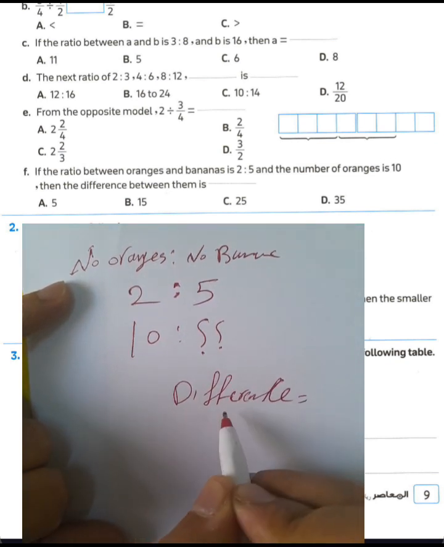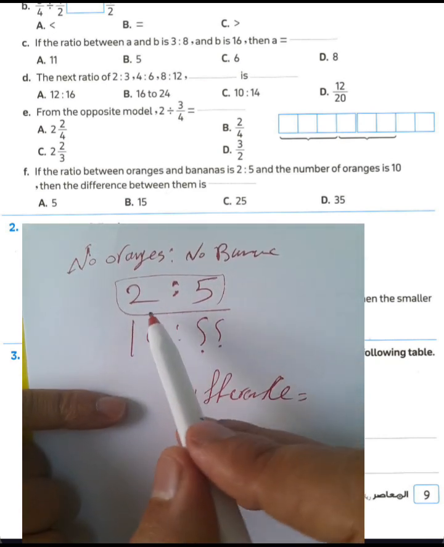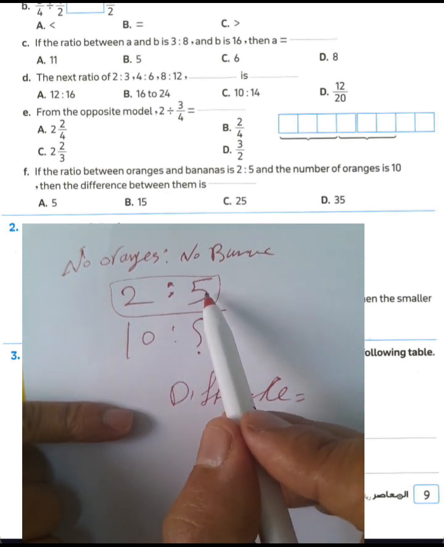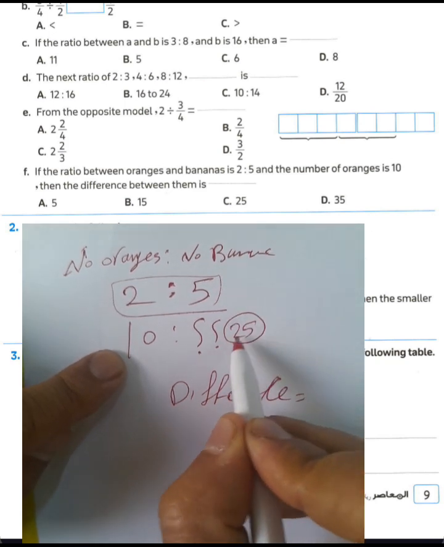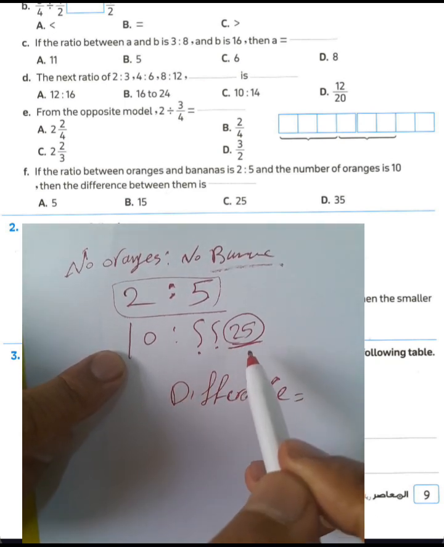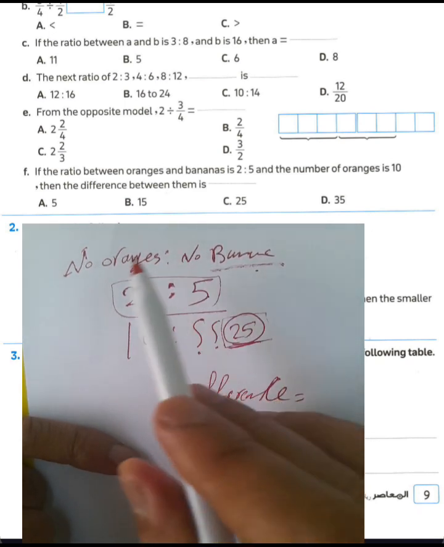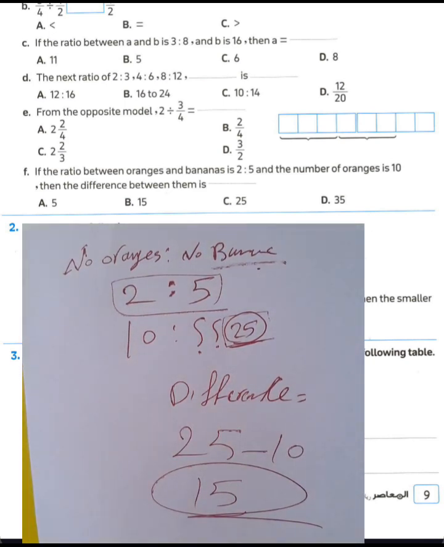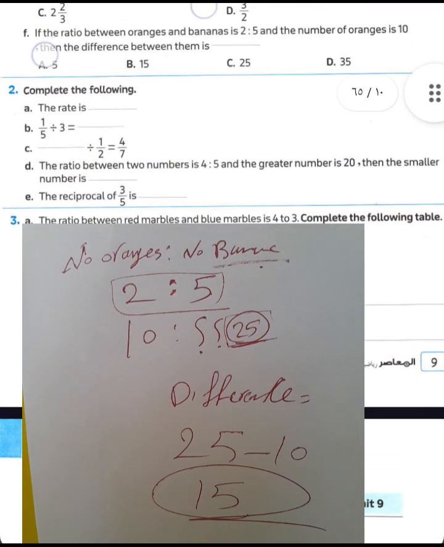First step, we must know how many bananas we have. 2 times 5 equals 10, then 5 times 5 will be 25, and the number of bananas was 25. Then we can find the difference between the number of bananas and the number of oranges. Write 25 minus 10, the result will be 15. Choose letter B. Question number 2, complete.